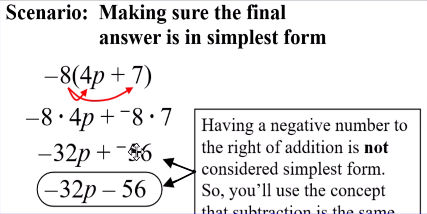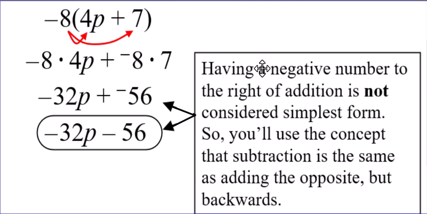But here's what you need to know. Having a negative sign to the right of addition is not considered simplest form. So this right here is an issue. And high school math teachers are going to be very picky about this. That is not considered simplest form right there, plus negative. There's a simpler way of writing that, and it's actually just subtracting a positive. Now, you're like, what? Subtraction is the same as adding the opposite.